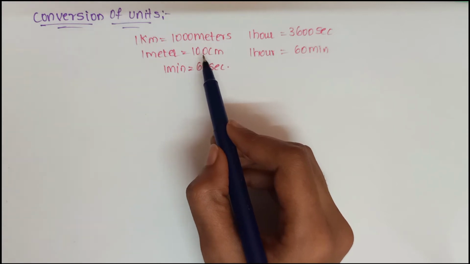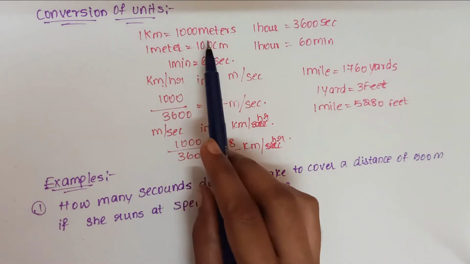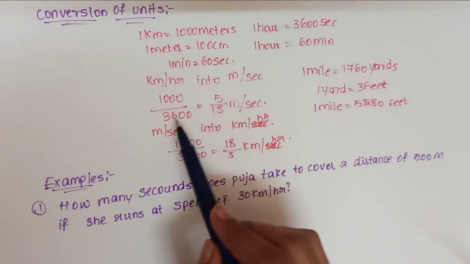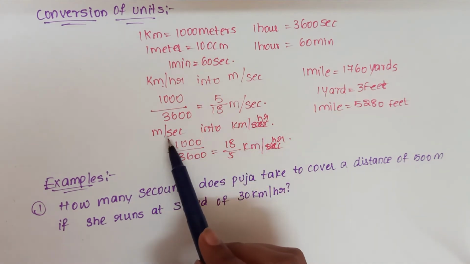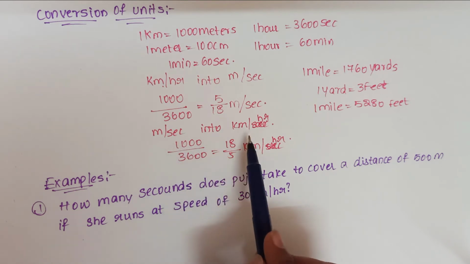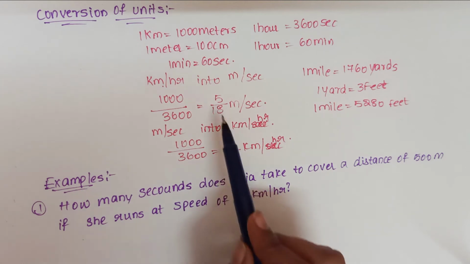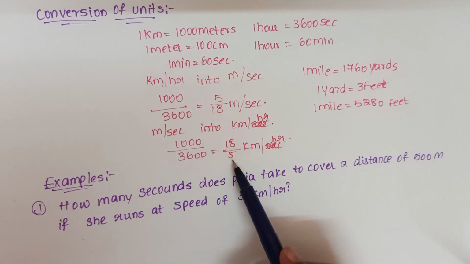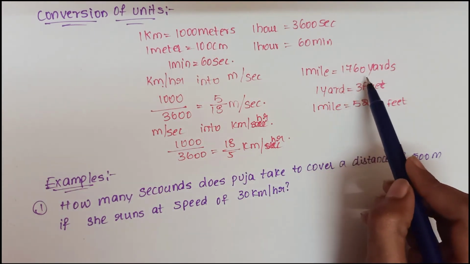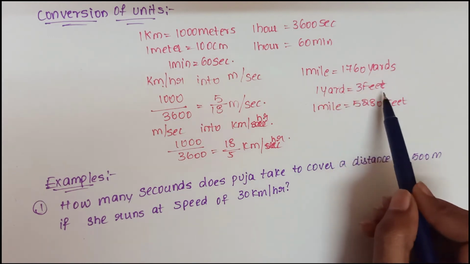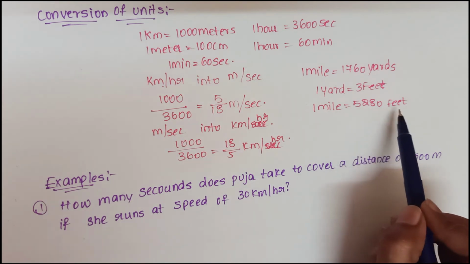So definitely learn this. Kilometer per hour into meters per second, where 1 kilometer is 1000, so 1000 by 1 hour is 3600. If we calculate, we'll get 5 by 18 meters per second. If we want to convert meters per second into kilometer per hour, 1000 by 3600, this is the reciprocal, so 18 by 5 kilometer per hour. Where 1 mile is equal to 1760 yards, where 1 yard is equal to 3 feet, and 1 mile we can write in this way also, 5280 feet.